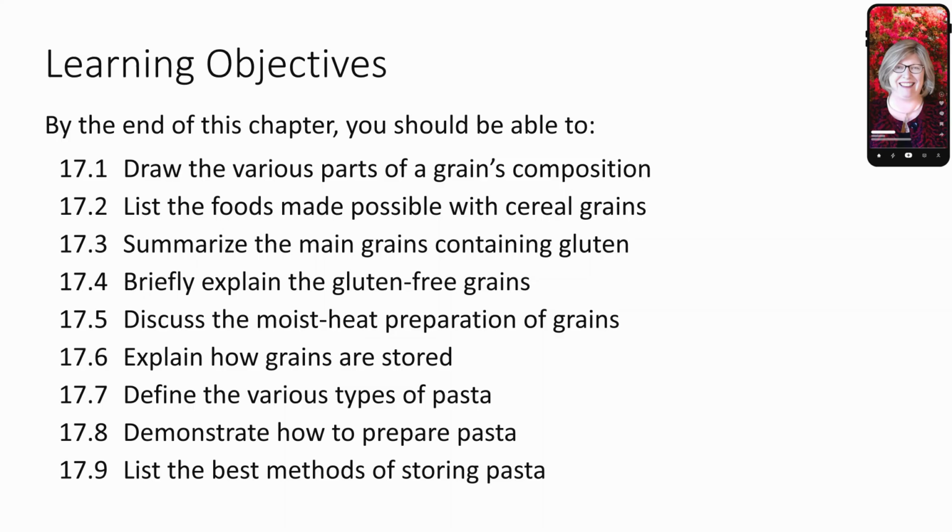Let's get started. By the end of this chapter, you should be able to draw the various parts of a grain's composition, list the foods made possible with cereal grains, summarize the main grains containing gluten, briefly explain the gluten-free grains, discuss the moist heat preparation of grains, explain how grains are stored, define the various types of pasta, demonstrate how to prepare pasta, and list the best methods of storing pasta.